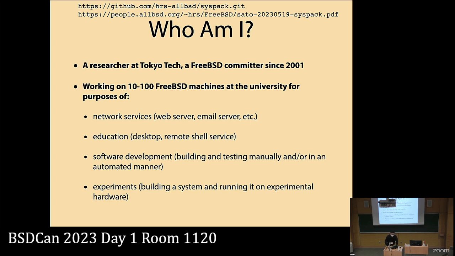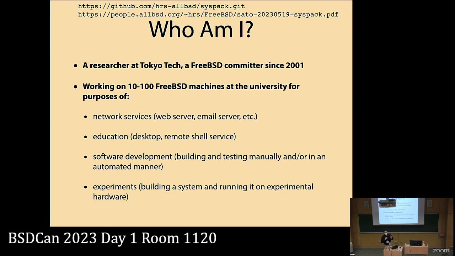For my day job, I'm working on machines in the range from 10 to 100, including FreeBSD and non-FreeBSD machines at the university. Some machines are used for normal network services for the university or students as infrastructure, like web server or email server. But most of them are for experimental purposes.